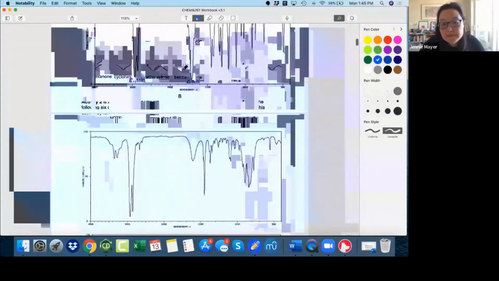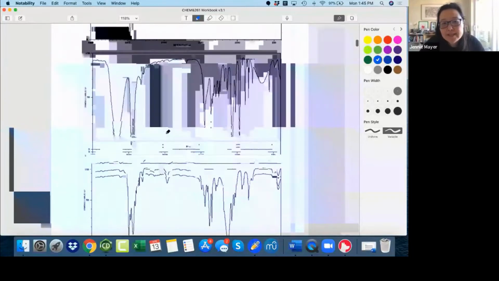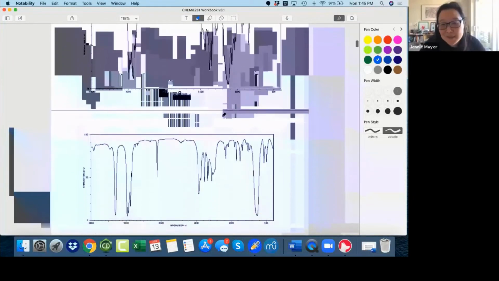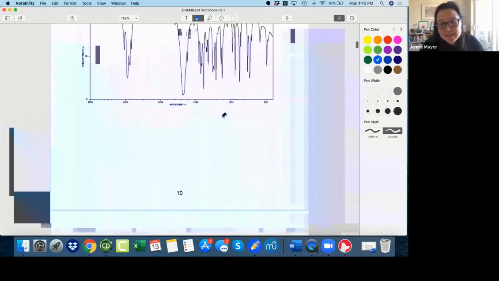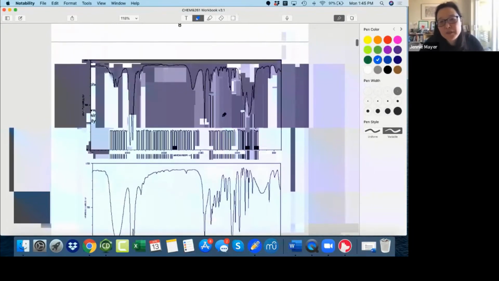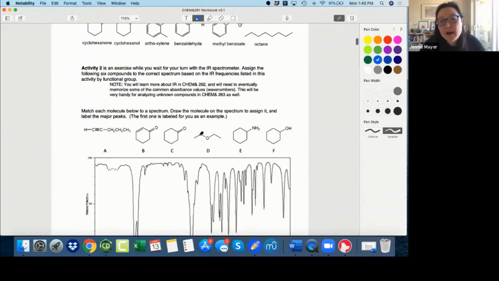And by the end of today, you should be able to look at these kinds of data, and you'll be able to tell me what kind of structure you might have in the compound that these spectra come from. And that will be your assignment, just turning in what you think these compounds are.